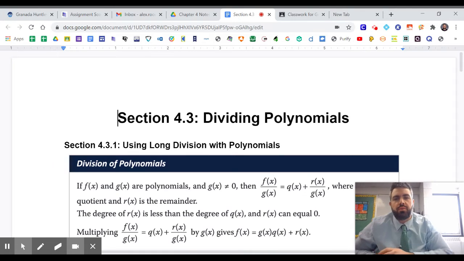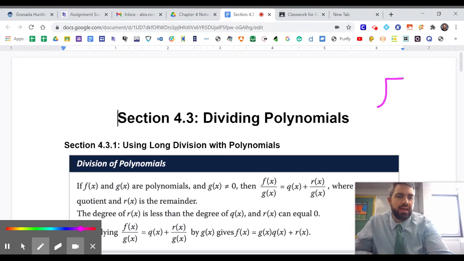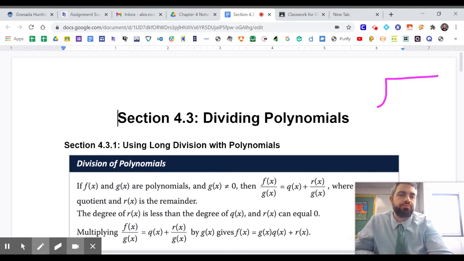So today we're going to be talking about section 4.3, which is on dividing polynomials. One of the easiest ways to divide polynomials, anytime we're dividing, is to use long division. So we have to go back and review what long division is. If you think back to when we would divide something like 17 by 3, right?